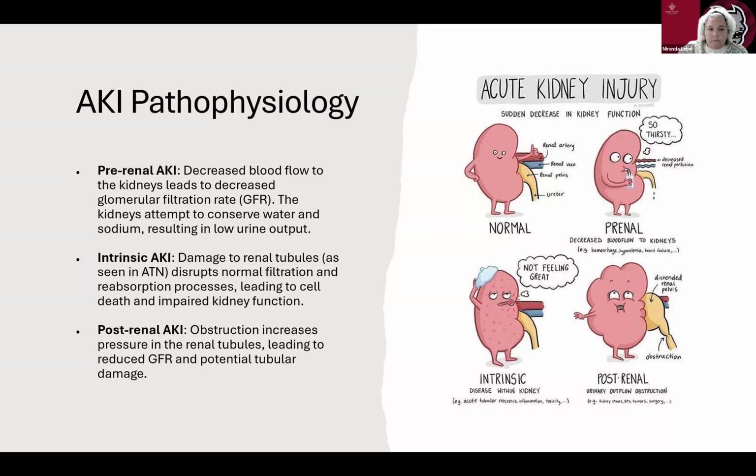So again, the acute kidney injury pathophysiology, we have that pre-renal, that decreased blood flow. The damage to renal tubules is going to be that intrinsic, and then our post-renal.